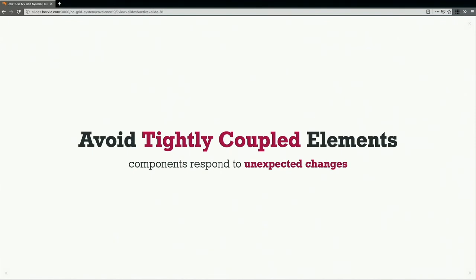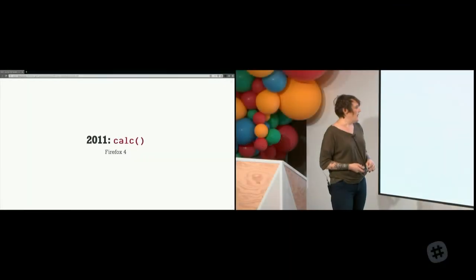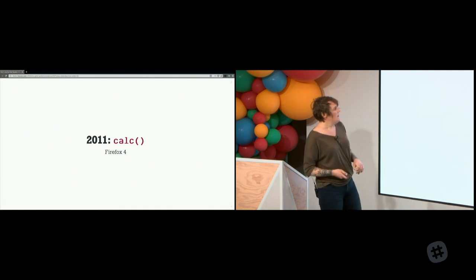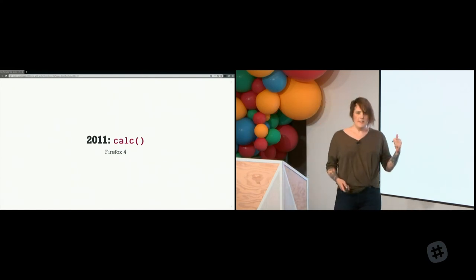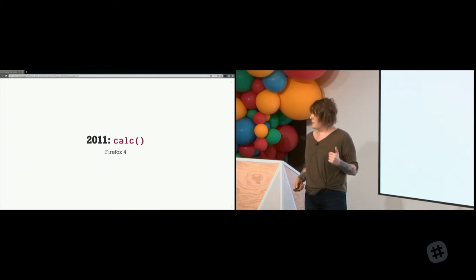So part of avoiding tightly coupled elements, this is a thing that we talk about in terms of components. It's also something that we want in terms of keeping those relationships fluid and moving. We want to avoid tightly coupling so we don't get changes. I think that slide was out of order. Didn't that seem out of order? That seemed out of order to me.